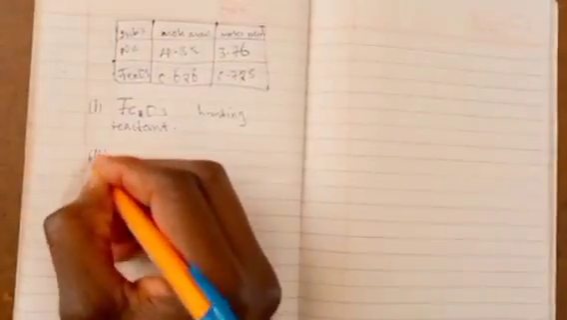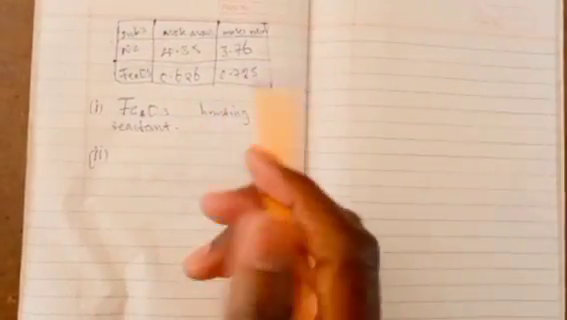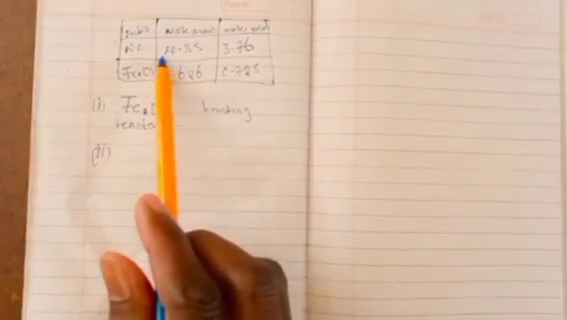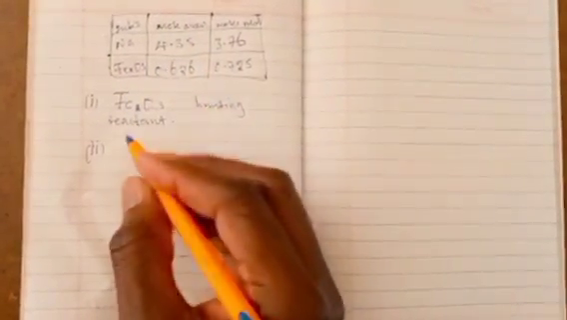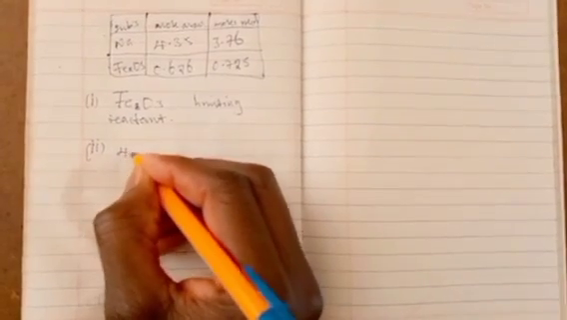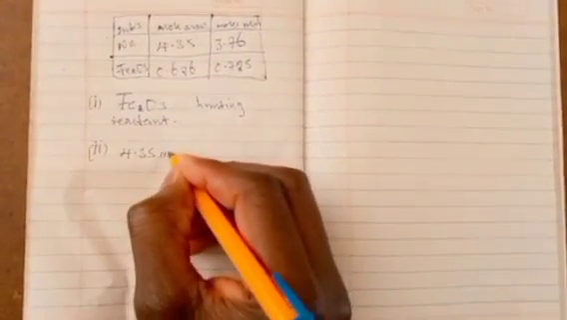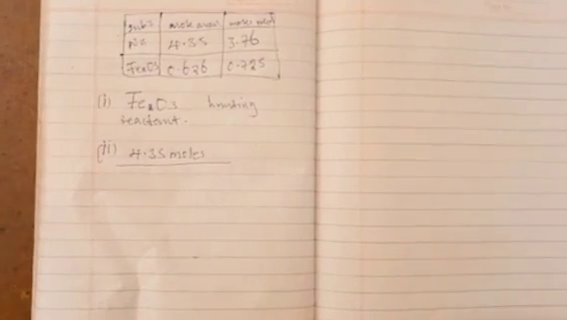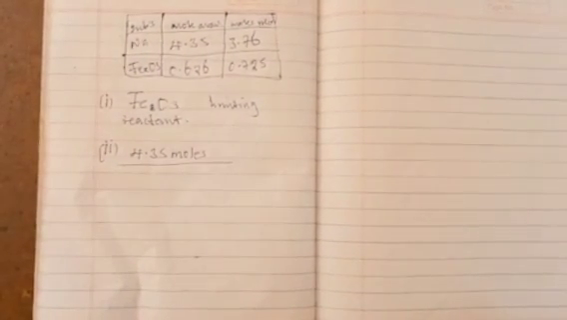The second question, remember, it said moles of excess reactant. So you go to the one which is in excess. What is the number of moles that are available for that reactant? It is 4.35 moles. That's all.